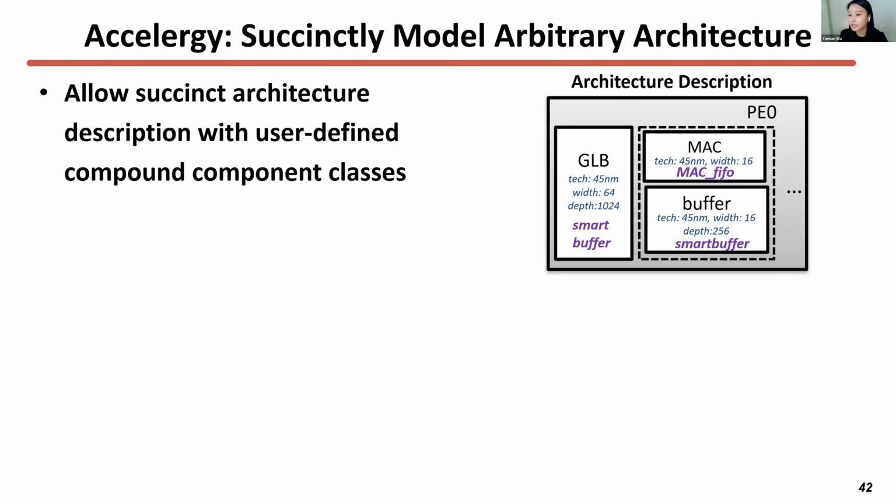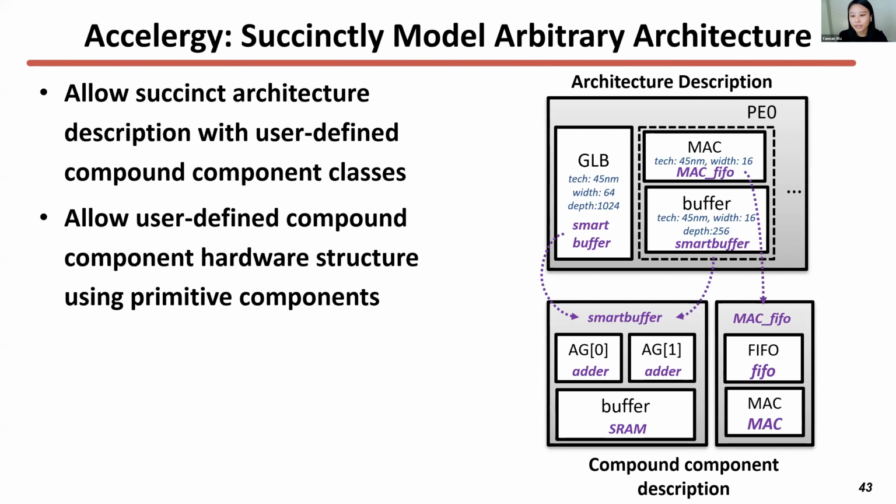And we define the MAC to be a MAC FIFO class, which is again user-defined and is a high-level class that has lower-level subcomponents. So in order for Accelergy to understand what each of these user-defined classes is, we also allow user-defined component hardware architecture using primitive components. So here we're showing that we're providing a compound component description for all of these user-defined compound component classes. For the smart buffer class, we have the two address generators, each of a primitive component class type, and the actual buffer, which is an SRAM.